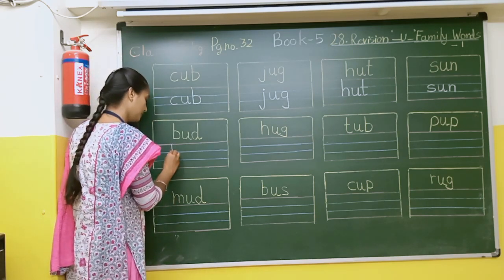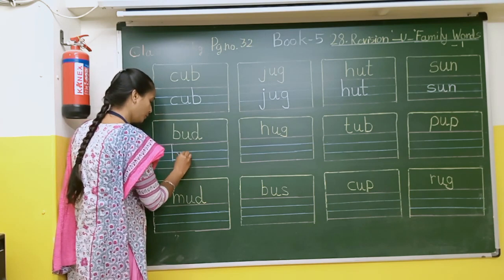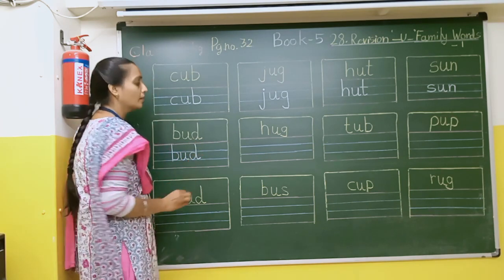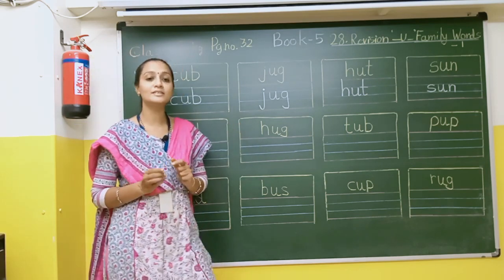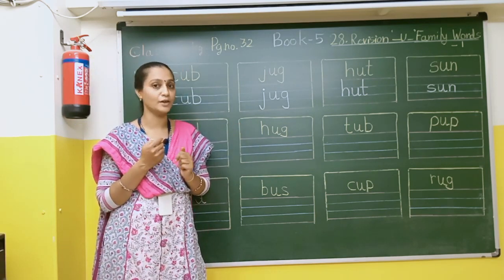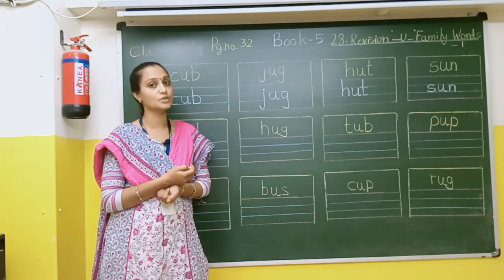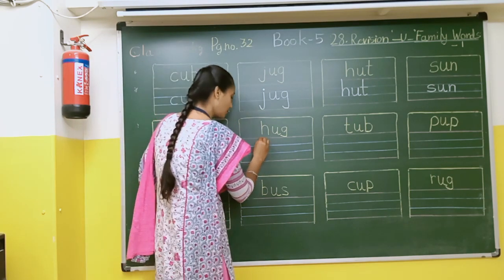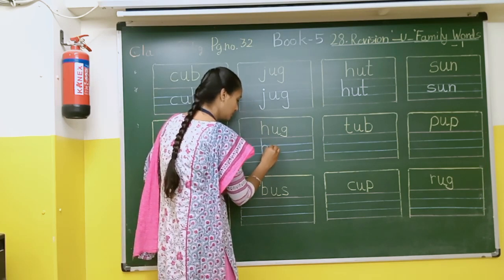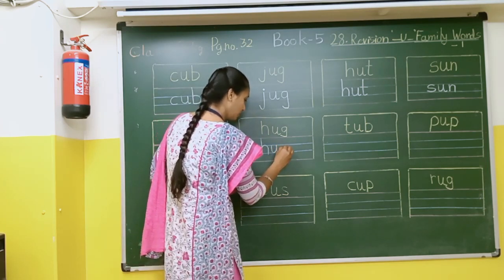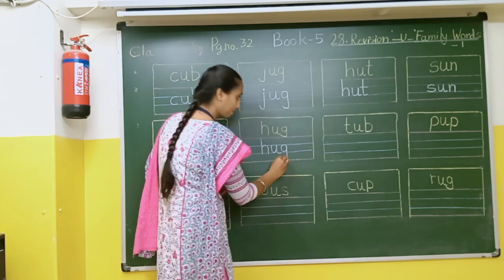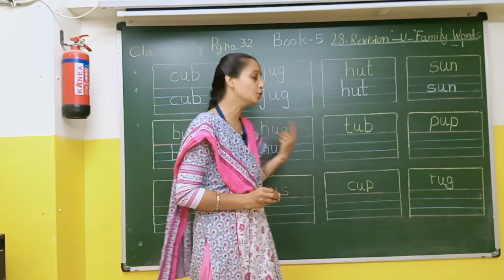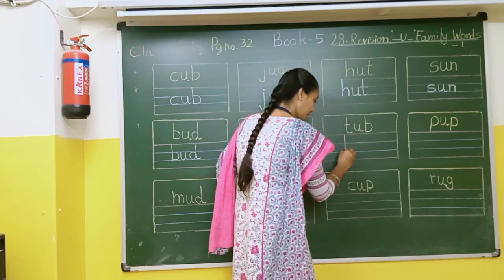B U D bud. Here you can see that यहाँ पे ये जो दो friends है वो एक दूसरे को गले मिल रहे. That is called hug. H U G hug. Now here there is an image of tub. T U B tub.